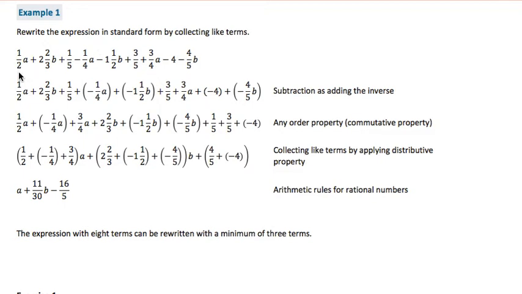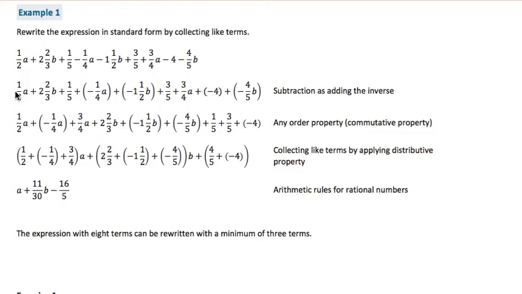So our original expression is 1/2 a plus 2 2/3 b plus 1/5 minus 1/4 a minus 1 1/2 b plus 3/5 plus 3/4 a minus 4 minus 4/5 b. Yes, that's a nightmare. But what we want to do is step by step follow the same guidelines we've been using all along, which is first of all to rewrite all of the subtraction as addition and changing the term after it to its opposite. So we do that one item at a time.